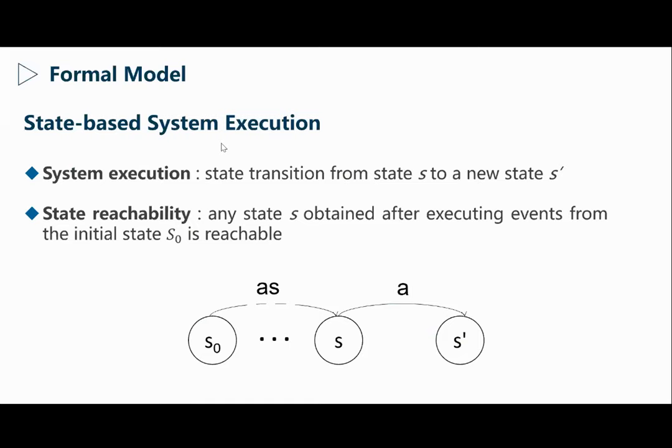Then I will introduce the state-based system execution, including the concepts of system execution and state reachability. The execution of events can be represented by a state transition from a state to a new state. And any state obtained after executing events from the initial state s0 is reachable.